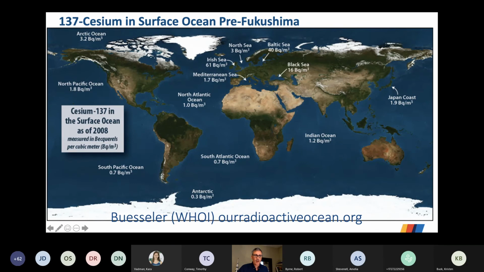And in the North Pacific off of BC and off of Japan, we had about 2 becquerels per cubic meter in 2008, before the meltdowns occurred at the Fukushima Daiichi site. So just keep those numbers in mind. About 2 becquerels per cubic meter in the North Pacific.